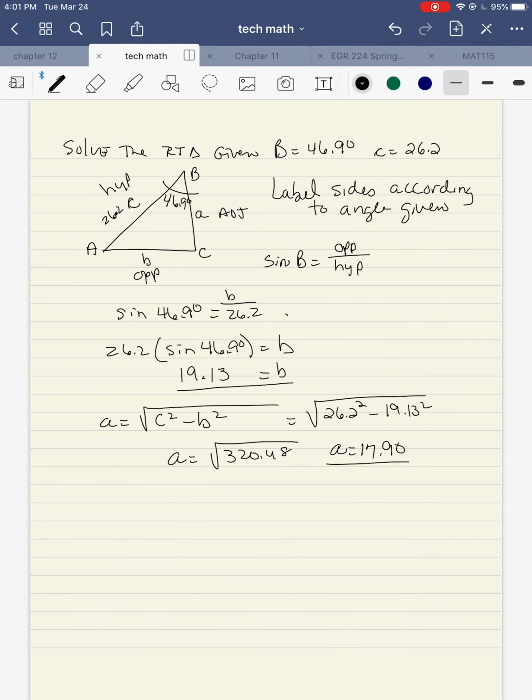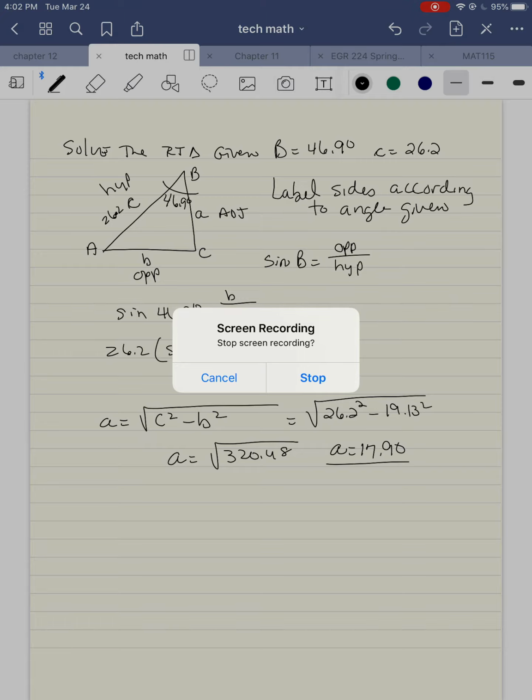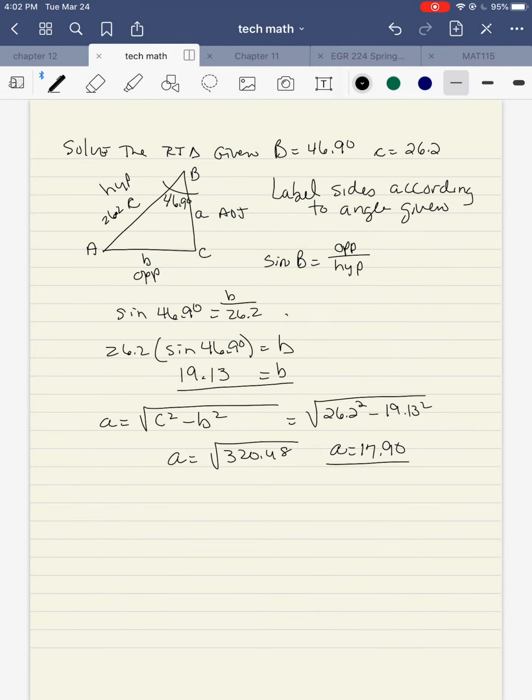Let's try another one. Solve the right triangle given angle B is 46.9 degrees and side C is 26.2. So keeping the triangle in the same position, I now put angle B as my reference angle at 46.9 degrees. That makes my side A the adjacent side and side B is the opposite side. And the hypotenuse is 26.2.